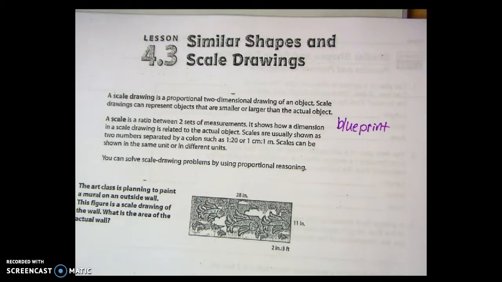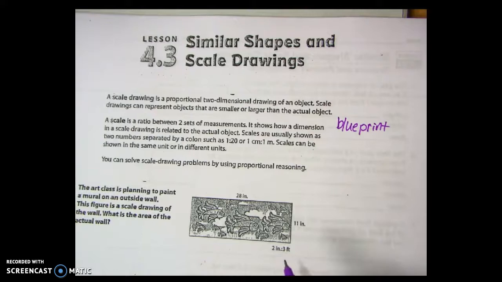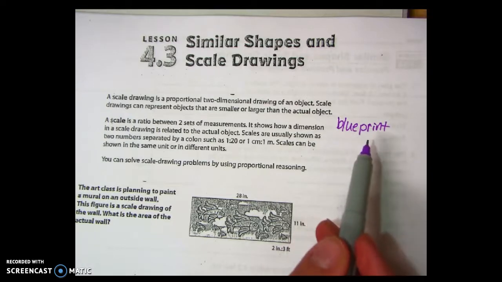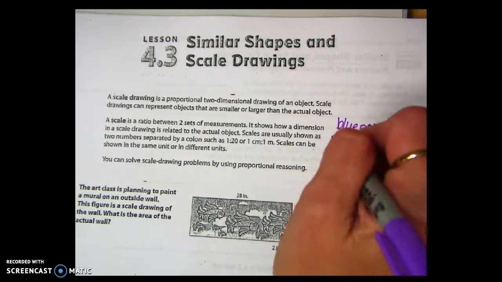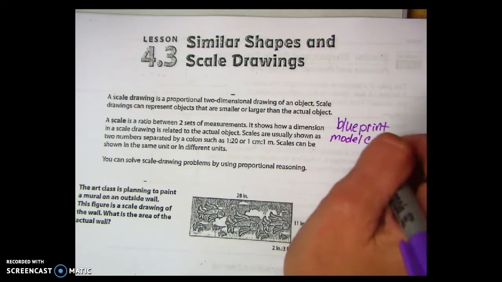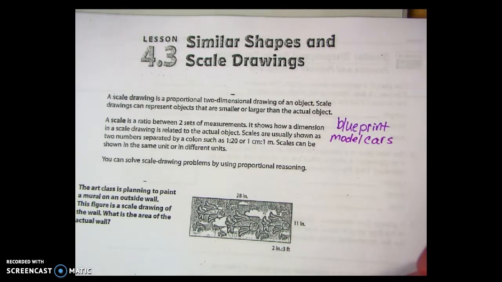Okay, you have to scale it down, and there is a measurement that you use to where every side and every room is in proportion to each other. So a blueprint is an example. You may have model cars or model airplanes, those type of things. They're a representation of an actual object, but it is a smaller version.